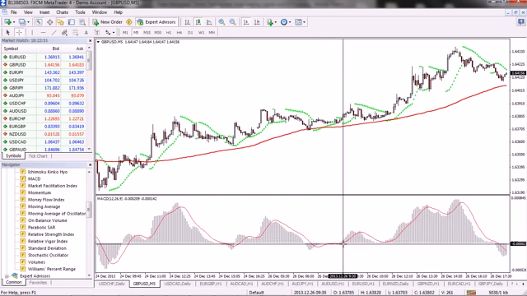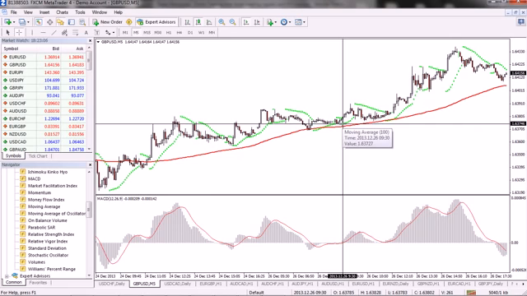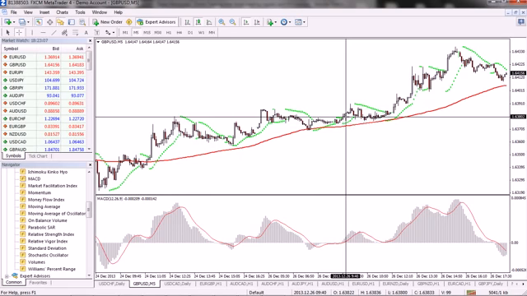Okay, at this point if you see the histogram bars are above zero, and moreover they are rising, and the price is above the 100 moving average. And if a parabolic SAR dot is formed below the candlestick, so this is where your entry point is. And if you see it, it went up to 10 pips here.